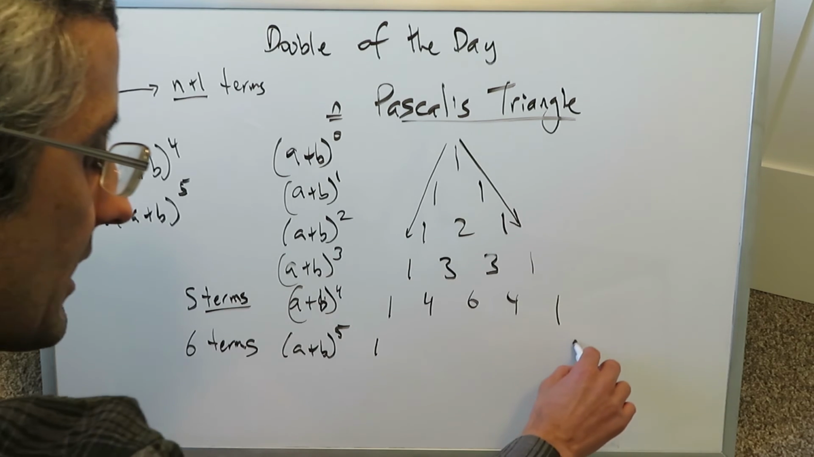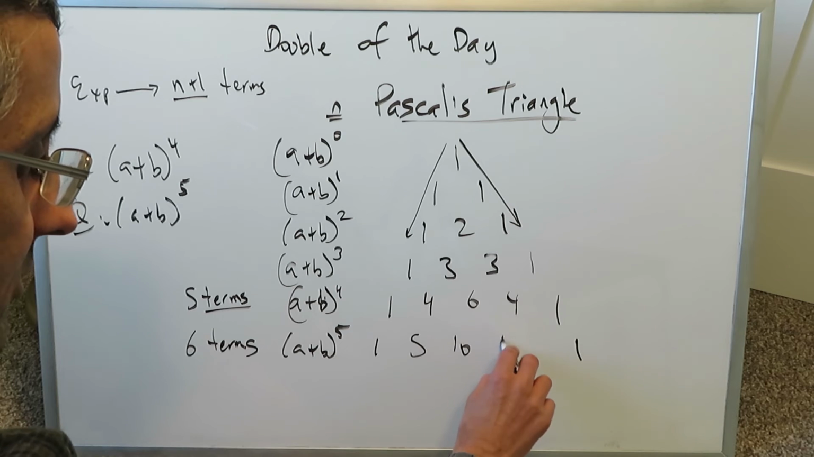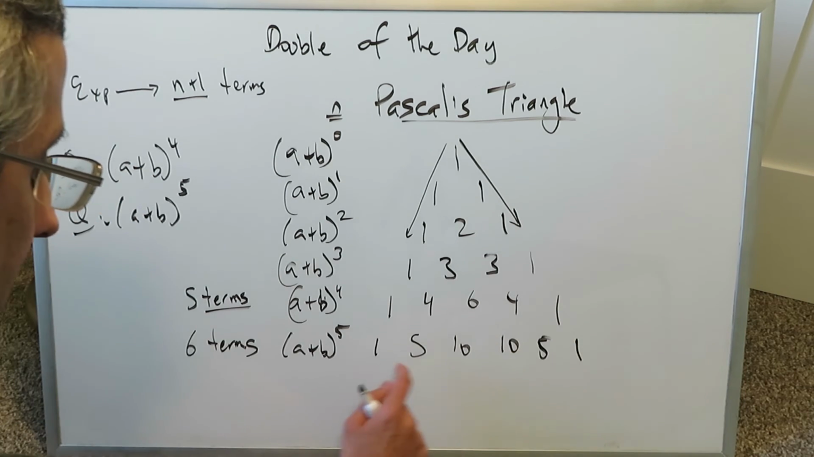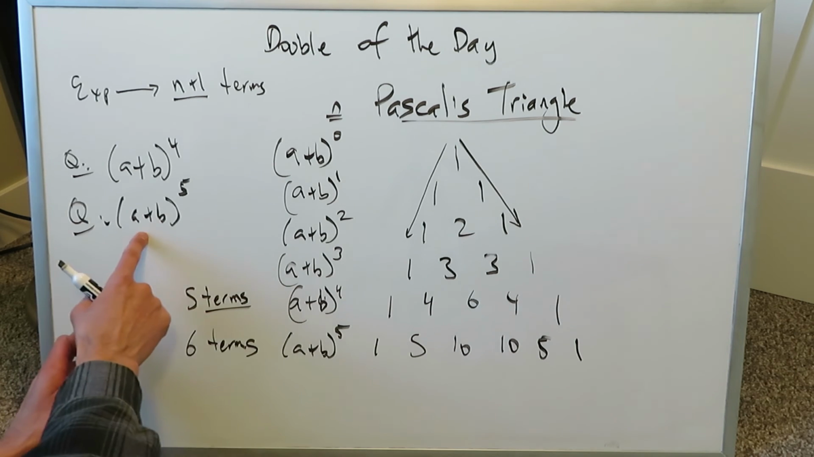You'll always have these ones on the outside. 1 plus 4 is a 5. 4 plus 6 is a 10. 6 plus 4 is a 10. 4 plus 1 is a 5. I've gotten my 6 terms. Now I'll use these coefficients to do my expansion using these.